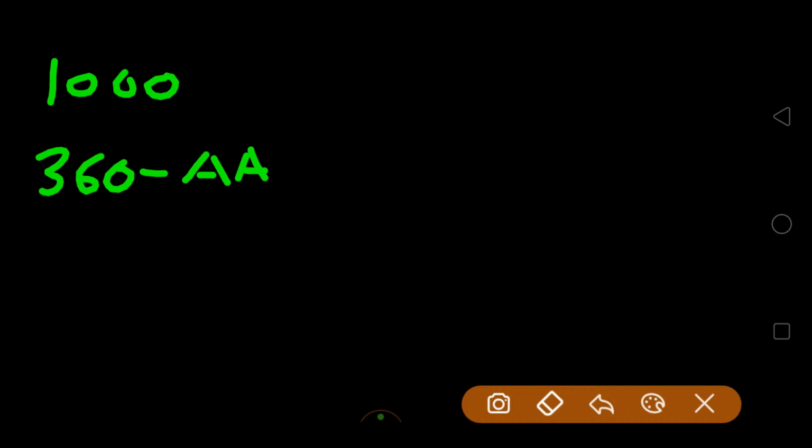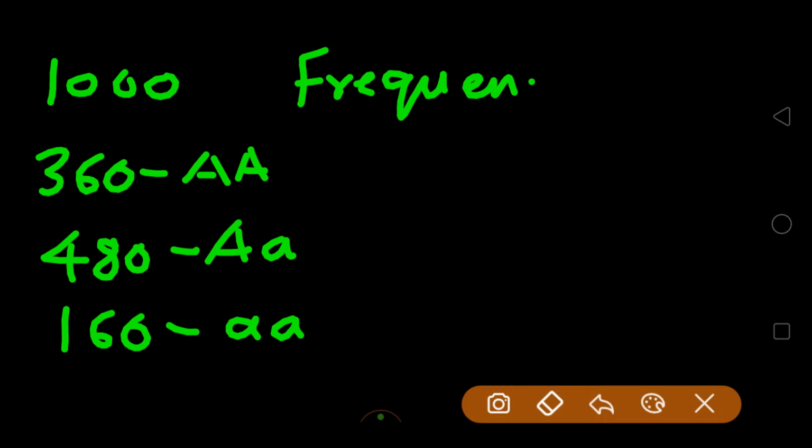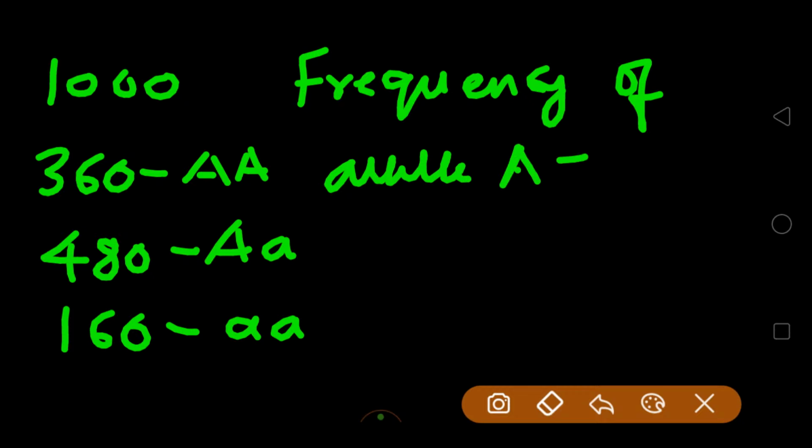So keeping all this in mind, we will do one question. In a population of 1000 individuals, 360 belong to capital A capital A, 480 belong to capital A small a, and 160 belong to small a small a. Now, what is the frequency of allele capital A?